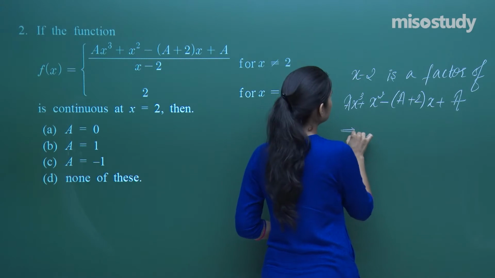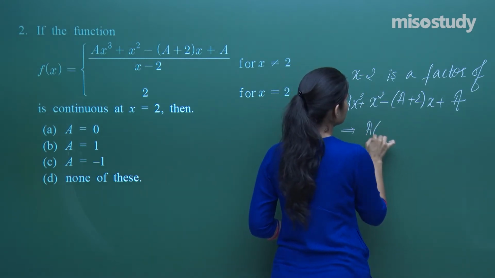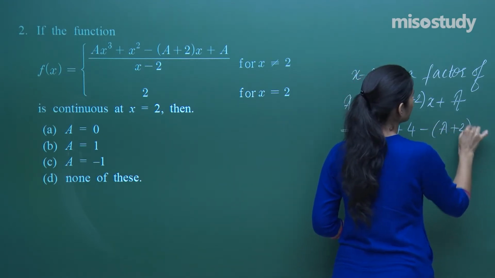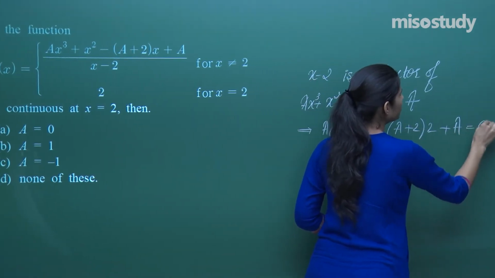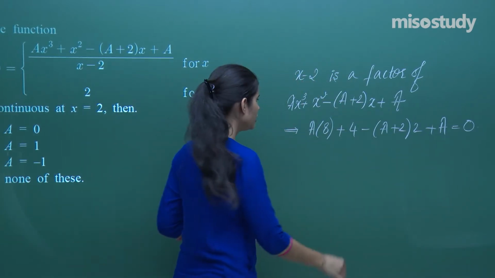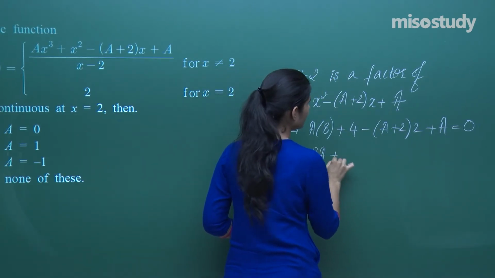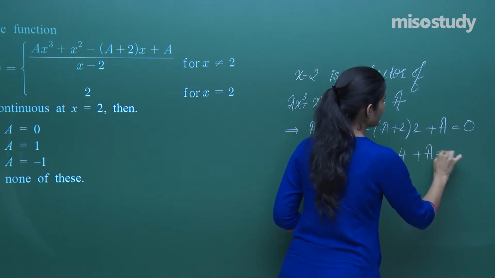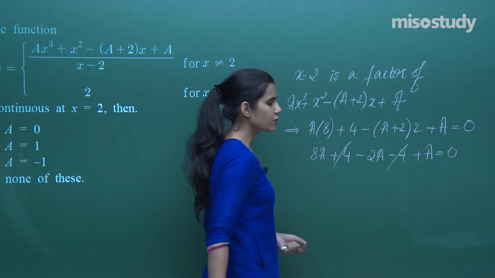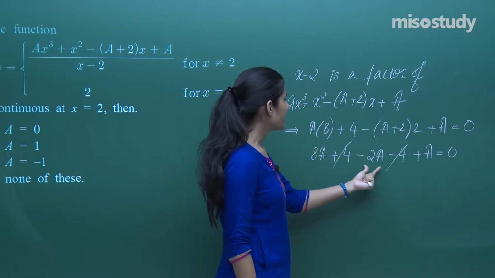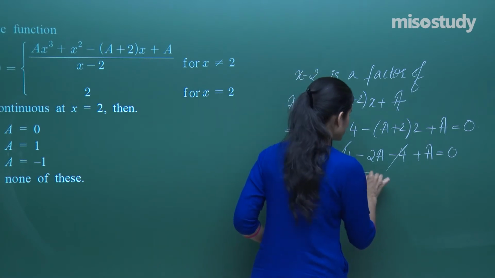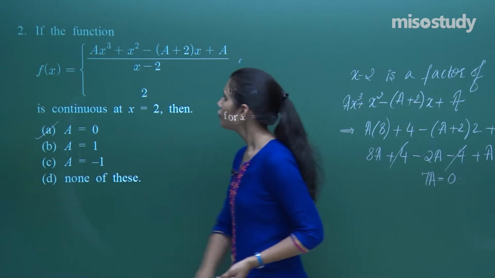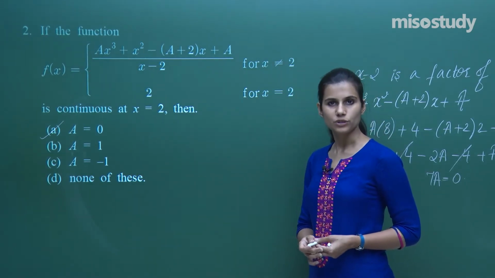Factor of this means 2 is a 0 of this. That means in place of x, if I put 2, I am getting 0, right? So you get 8a plus 4 minus 2a minus 4 plus a is 0. Minus 4 plus 4 cancels. You are left with 8a minus 2a, that is 6a, 6a plus a, that is 7a is 0, or I can say a has to be 0 for this function to be continuous at x equals 2.